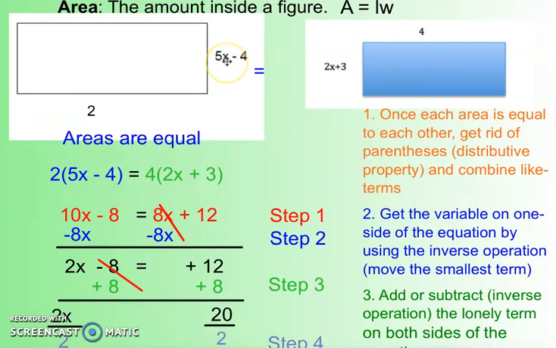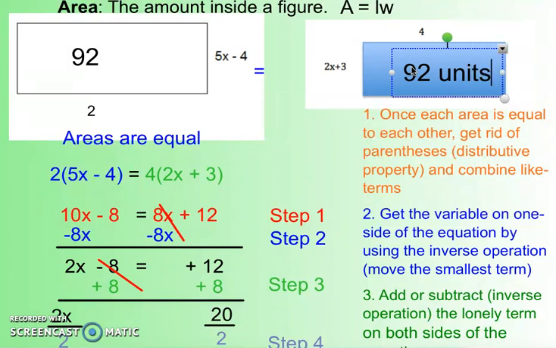5 times 10 is 50, minus 4 is 46, and then length times width, so 46 times 2 is 92. And so my perimeter would be 92. Or not perimeter, my area would be 92. And then over here, we have 4 times 2 times 10 is 20, plus 3 is 23. So 4 times 23, and it's still 92.